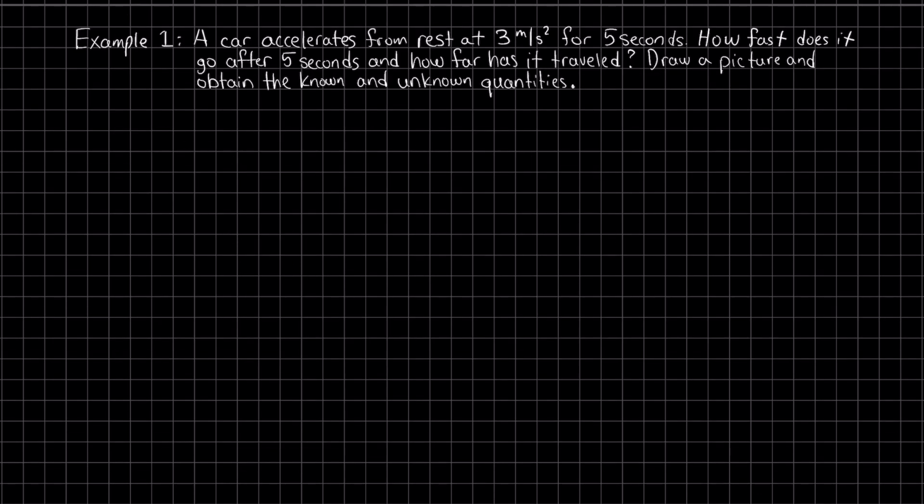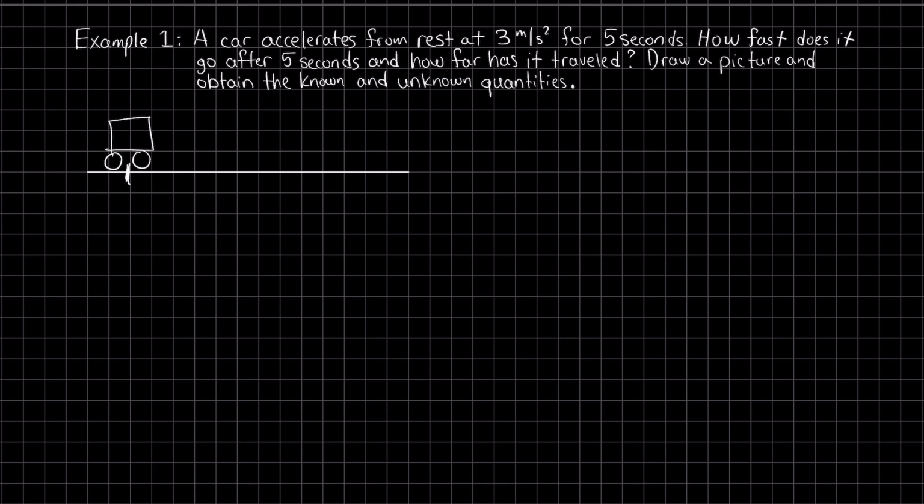Example 1 reads, a car accelerates from rest at 3 meters per second squared for 5 seconds. How fast does it go after 5 seconds and how far has it traveled? Draw a picture and obtain the known and unknown quantity. So we have a car starting from rest. So I'm going to draw my car right here.